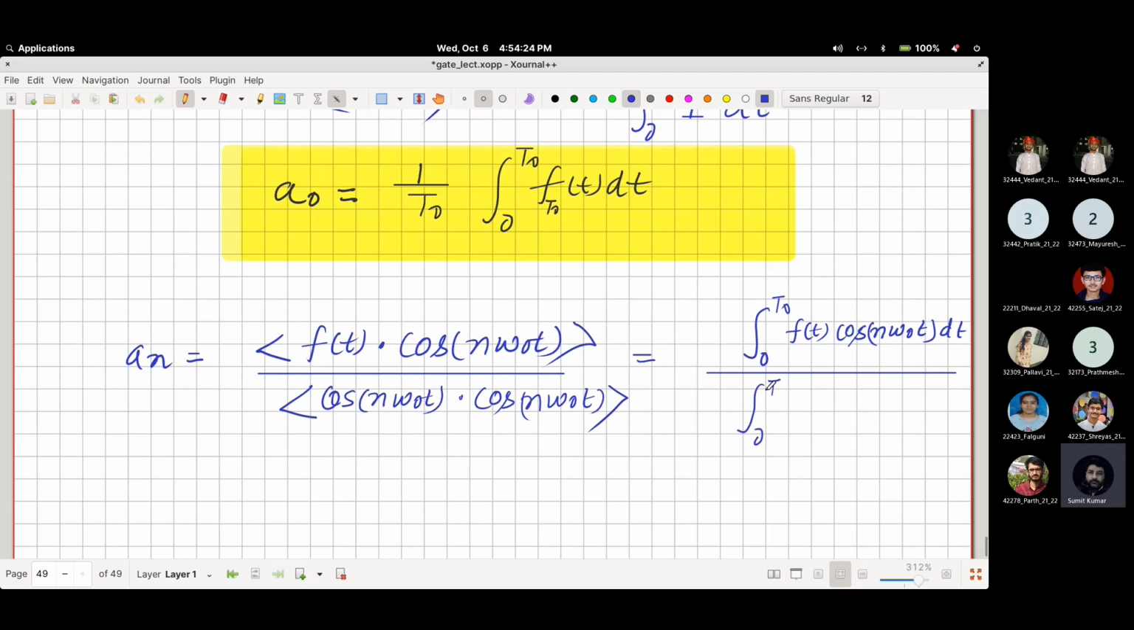0 to t naught, cos n omega naught t is being multiplied by cos n omega naught t, so how much will it become? cos square n omega naught t, isn't it? Yes, sir. Cos square n omega naught t dt, and this can be converted in terms of cos 2a, isn't it? So how much can this be written as? I can write it like this: 1 plus cos 2n omega naught t, and this whole thing divided by 2, right?